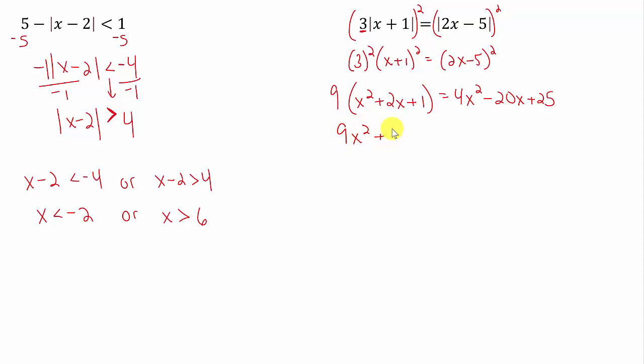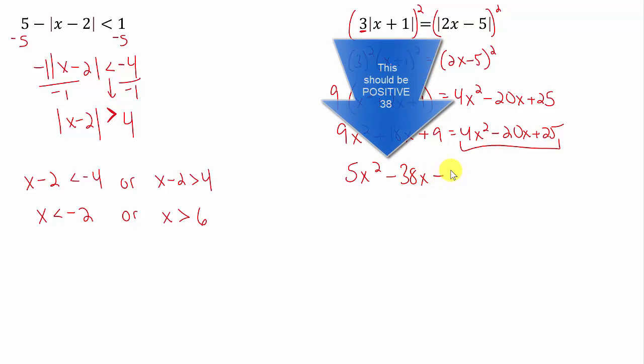This is just solving. I'm going to have 9x squared plus 18x plus 9 equals 4x squared minus 20x plus 25. Okay, and then of course I need to move everything to one side, so you guys can do that. But when I do, I'm going to choose to move this side over here to the left, since this is a positive 9x squared. And when I do that, I'm going to have 5x squared minus 38x minus 16 equals 0.